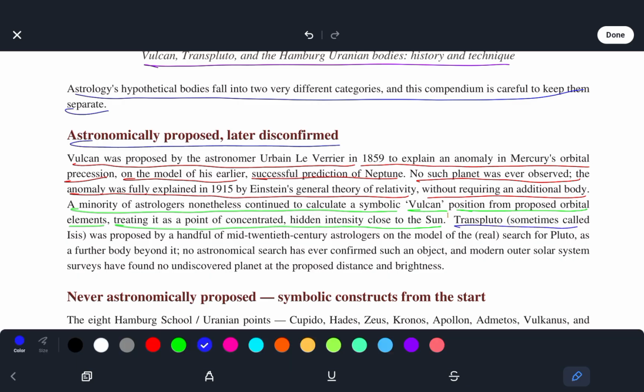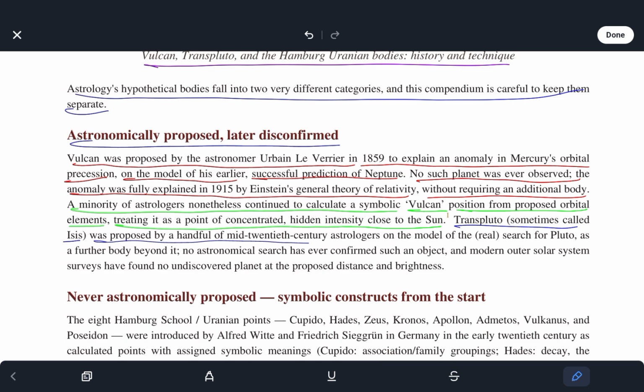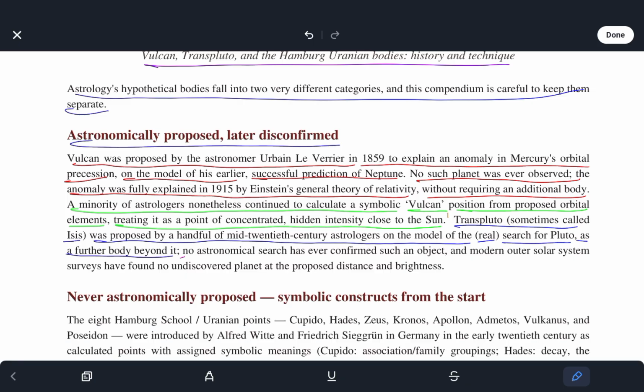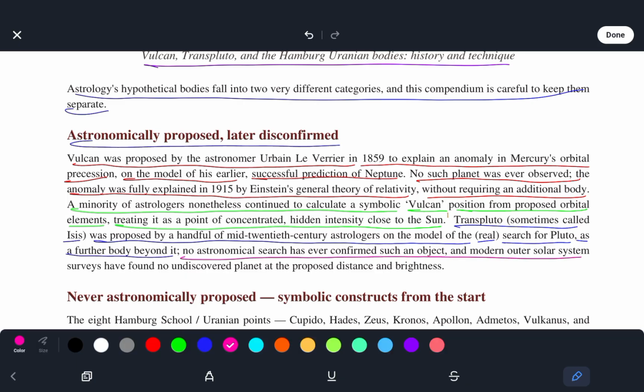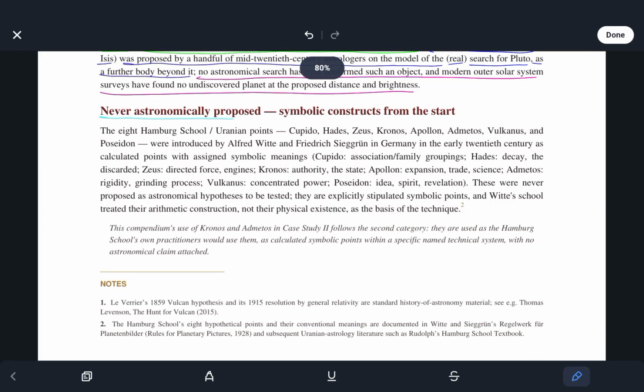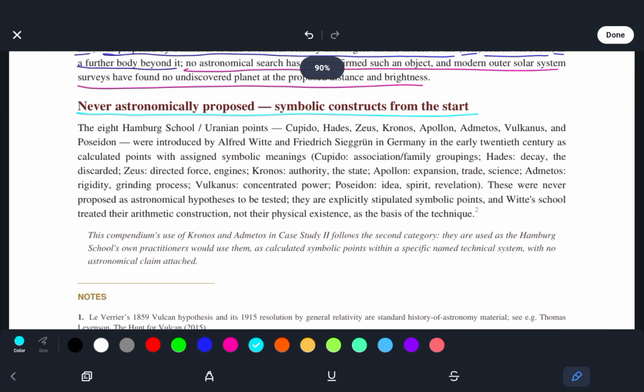Trans-Pluto, sometimes called Isis, was proposed by a handful of mid-20th century astrologers on the model of the real search for Pluto, as a further body beyond it. No astronomical search has ever confirmed such an object, and modern outer solar system surveys have found no undiscovered planet at the proposed distance and brightness. Never astronomically proposed, symbolic constructs from the start.